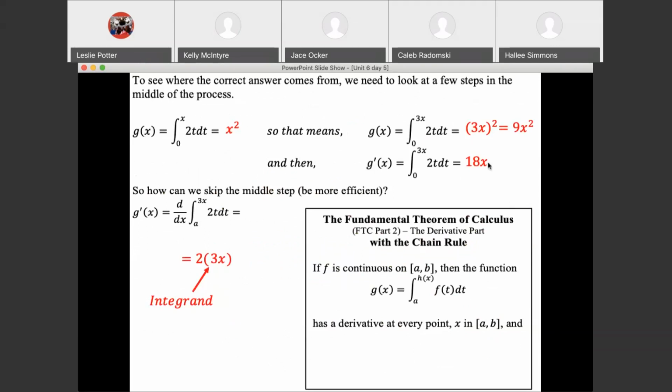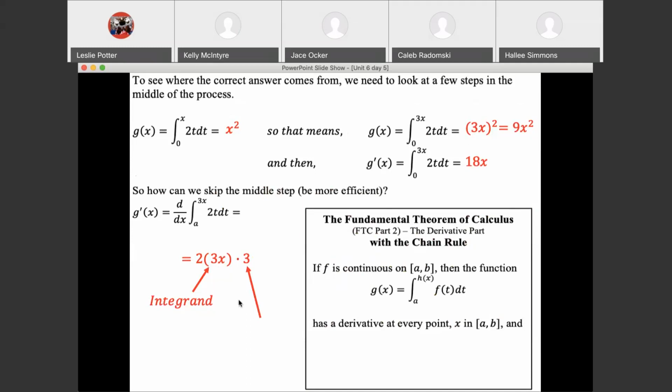We know the real answer is 18x. Do we have 18x? No. How much do we have here? 6x. So what do we need to do to 6x to get to 18x? Multiply by 3. Where did that 3 come from? How is 3x related to 3? It is, isn't it? Isn't 3 the derivative of 3x?